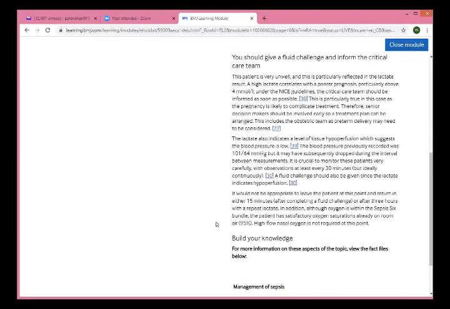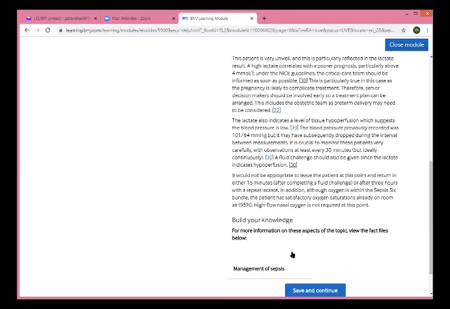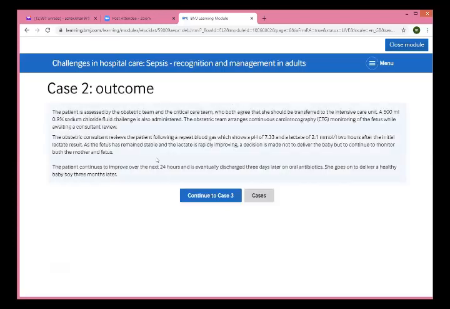It would not be appropriate to leave the patient at this point and review after 15 minutes. It would be appropriate to give IV fluid and inform the team. So the patient was transferred to the intensive care unit, given IV fluid management and IV antibiotics, and the serum lactate was checked.